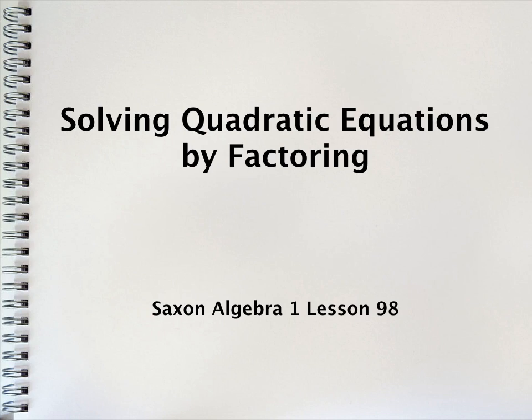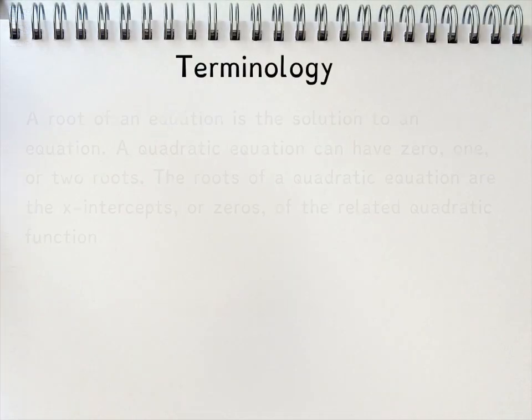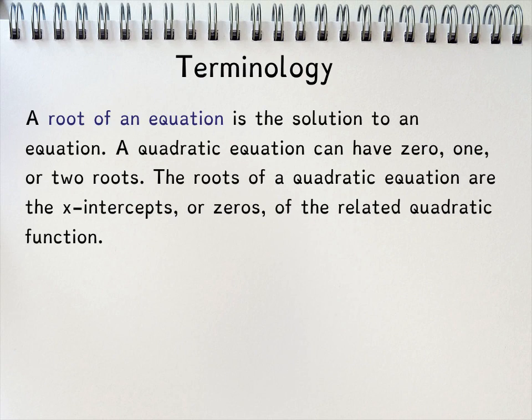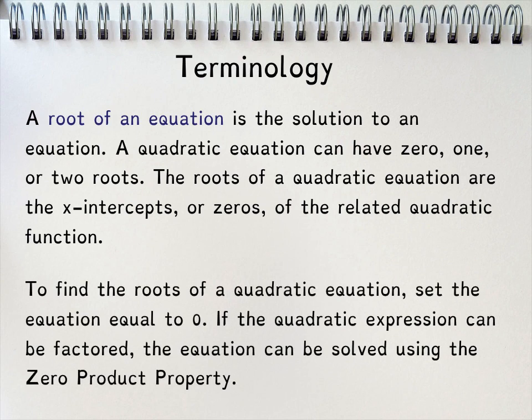In this video, we will solve quadratic equations in one variable by factoring. A root of an equation is the solution to an equation. A quadratic equation can have 0, 1, or 2 roots. The roots of the quadratic equation are the x-intercepts, or the zeros of the related quadratic function. To find the roots of an equation, set the equation equal to 0.